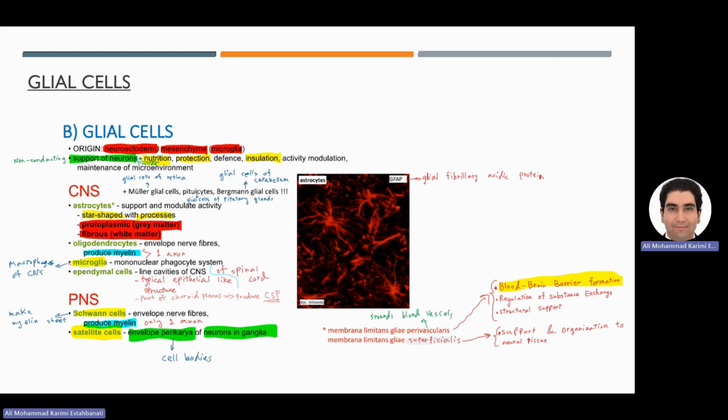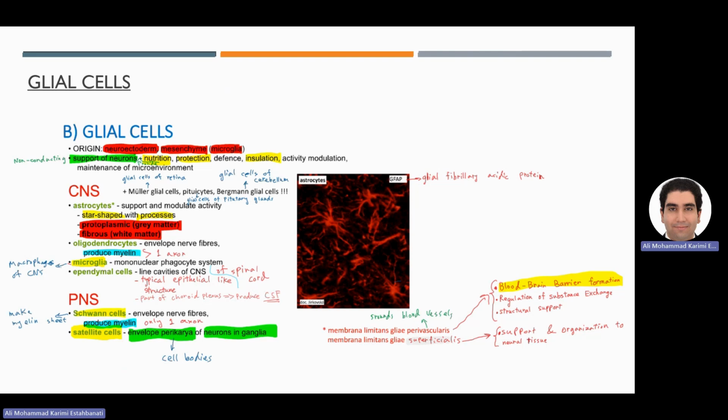Okay? Now, let's dive into CNS and PNS. CNS and PNS have different glial cells, which CNS has 4 and PNS has 2. The 4 in CNS are astrocytes, oligodendrocytes, microglia, we already talked about it, and then there will be ependymal cells.